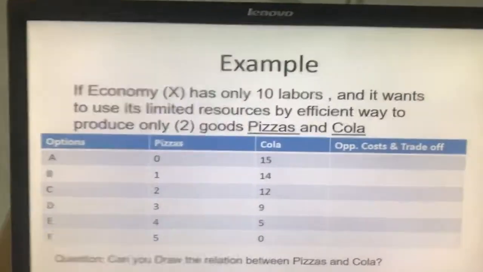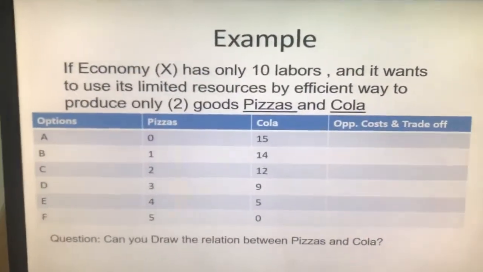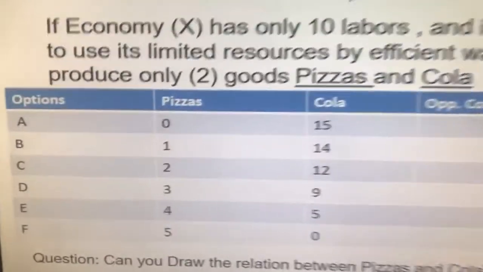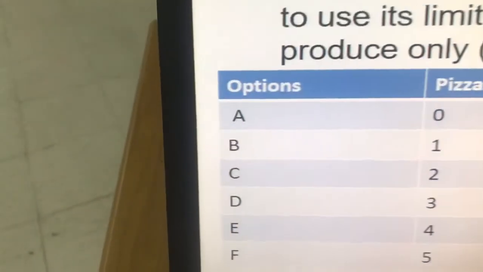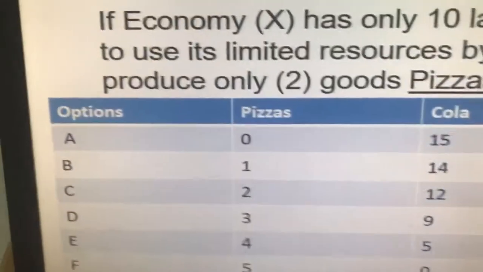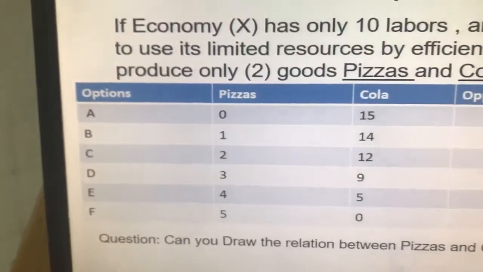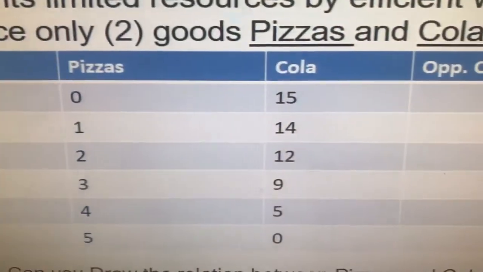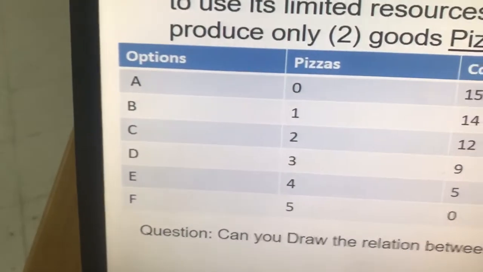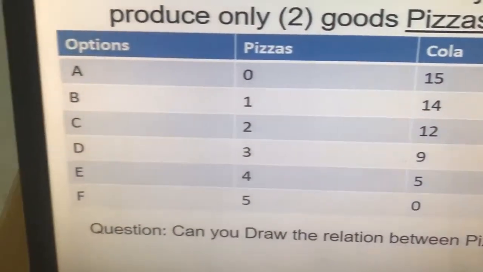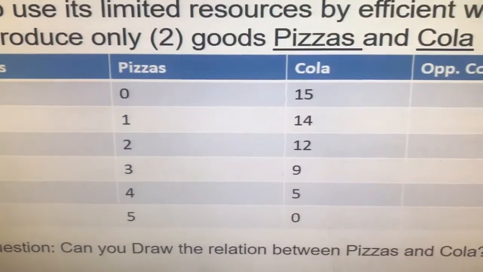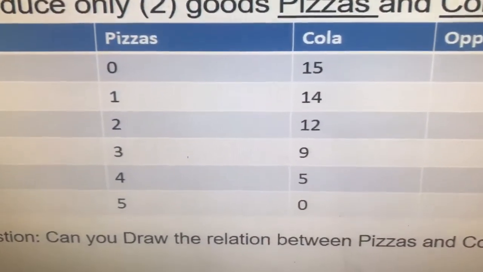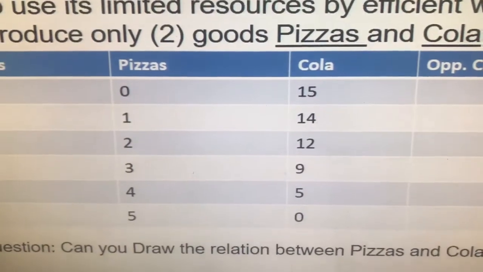So let us have this example. If the economy X produces 2 goods, pizza and cola, and they have only 10 labors, they have many options, as you see, A, B, C, D, E, and F. So we have different choices. We can choose A, 0 pizza and 15 cola, or choice B, 1 pizza and 14 cola, or C, 2 pizza and 12 cola. As we see here, as we produce more pizza, the quantity of cola production is decreasing.